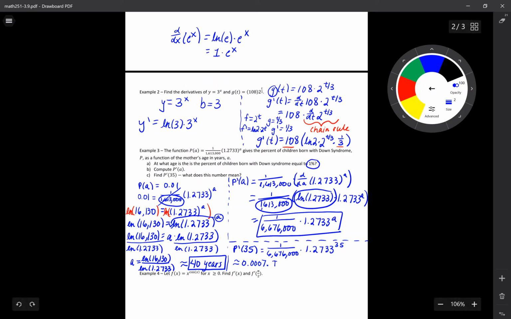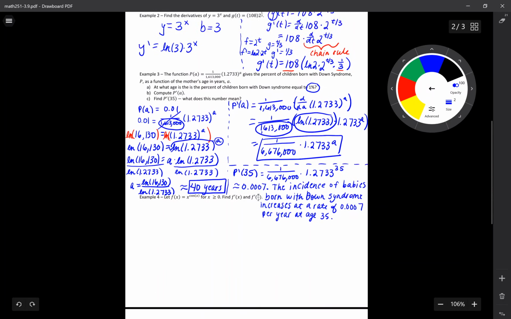So the incidence of babies born with Down syndrome increases at a rate of 0.0007 per year at age 35. That is what p prime means in this context.